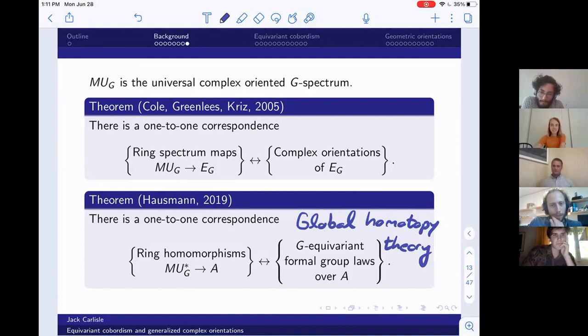And just for completeness, what you gave before is only for abelian groups G. Yeah, that's right. And in fact, G equivariant formal group laws are defined only for abelian groups, at least at the moment. Maybe I don't have a great answer to this, but if you look at this Hausmann paper or the Cole-Greenlees-Kriz paper, these notions are defined only for abelian groups G. It's open what the right notion is for non-abelian compact Lie groups.